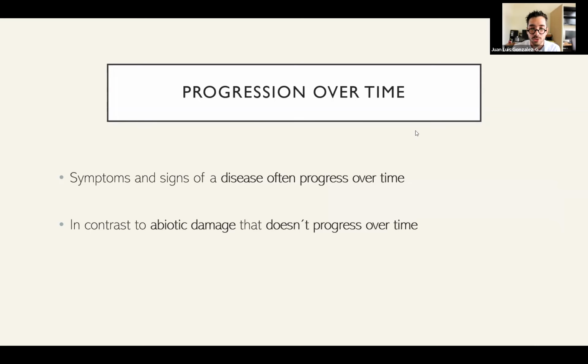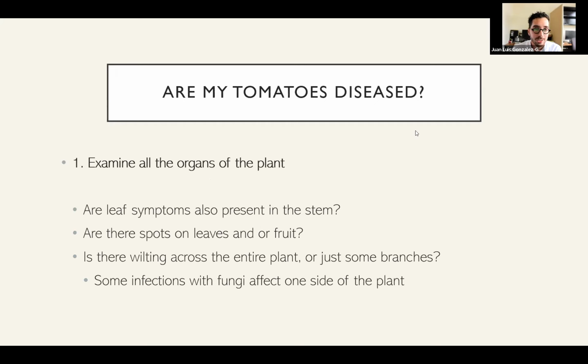This will allow us to identify if what's happening to our tomatoes is caused by something that's alive or by something that depends on environmental conditions where our tomatoes are located. So now, with this in mind, you can use a defined set of steps to observe your tomatoes and take very detailed notes.